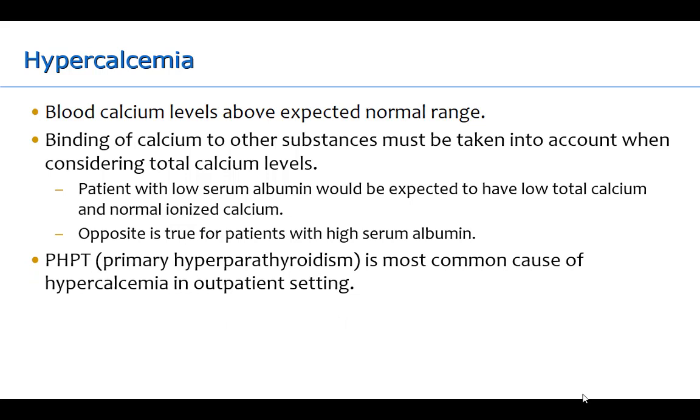And primary hyperparathyroidism is the commonest cause of hypercalcemia in the population. Okay? So, primary hyperparathyroidism, which means that the parathyroid hormone is produced in high amounts. Okay?